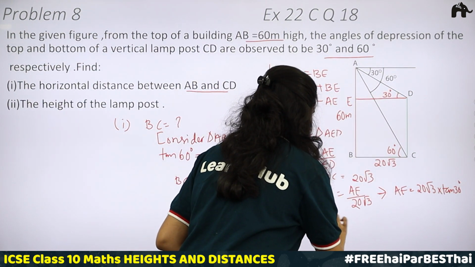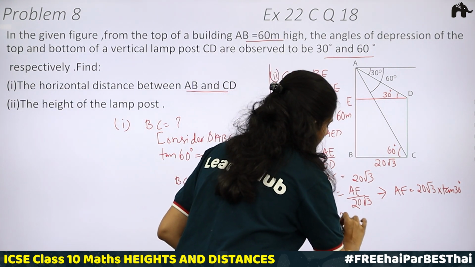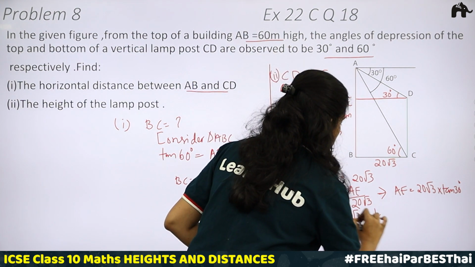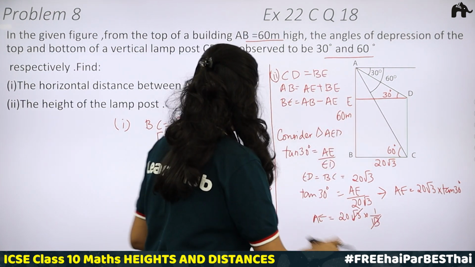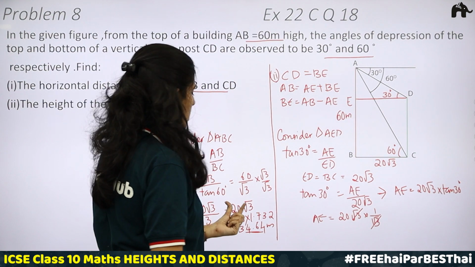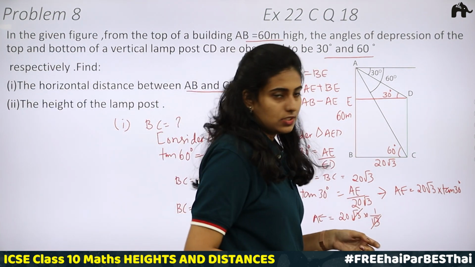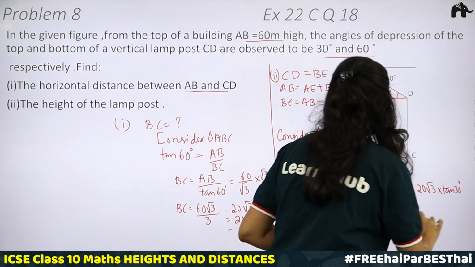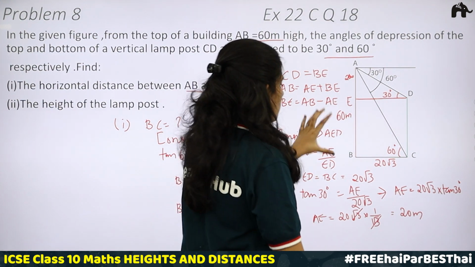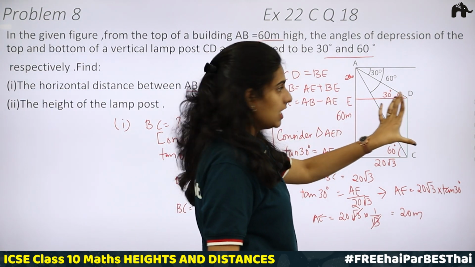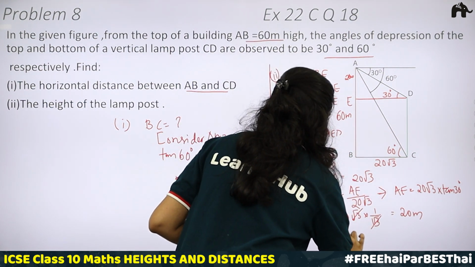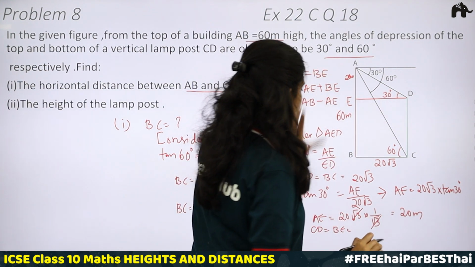AE is equal to 20 root 3 into tan 30 degree. Tan 30 degree is 1 by root 3. So here we can cancel root 3 and root 3. So, you don't need to put this 34.64 for calculation. Use 20 root 3 so that you can cancel these root 3's. And we get 20 meters. AE, this part, is equal to 20 meters. Then what is BE? We have BE is equal to CD. CD is the height of lamp post. CD will be equal to BE, and that is AB minus AE.